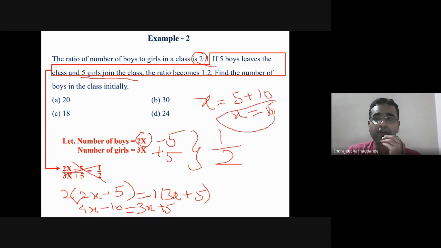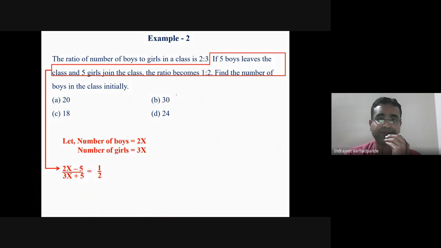What is the value of x? 15. But you see that 15 is not the option over here. But what is the multiple of boys we have taken? 2x. So 2 into 15 will give you the answer as 30. So what was the number of boys in the class initially? 30. So which is the correct option? This 30 is the correct option. Very simple. I hope all of you have understood the concept very well.